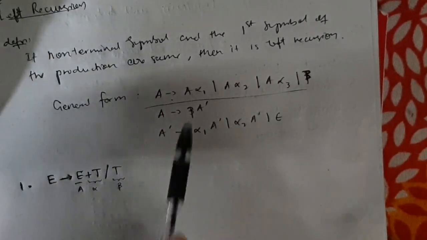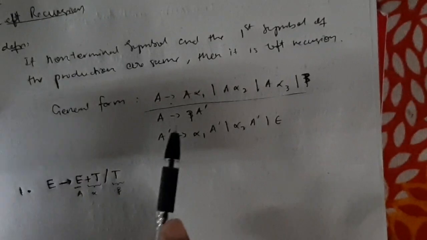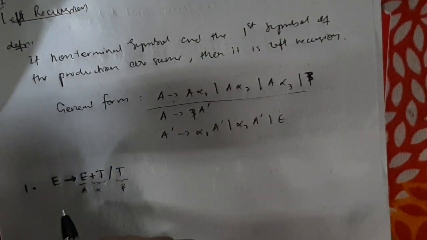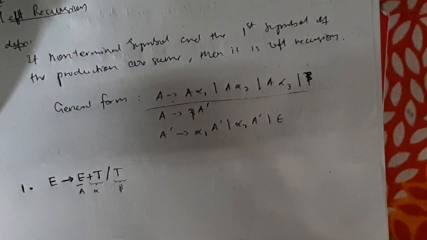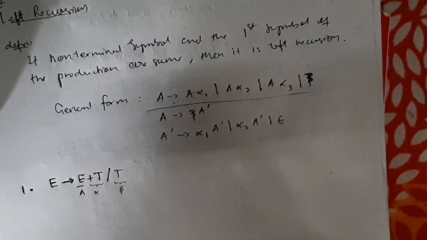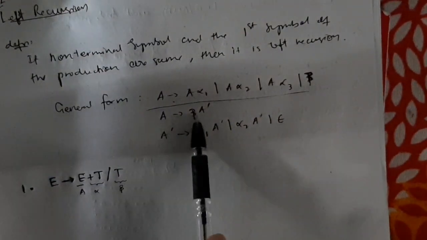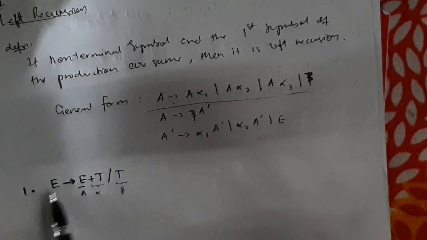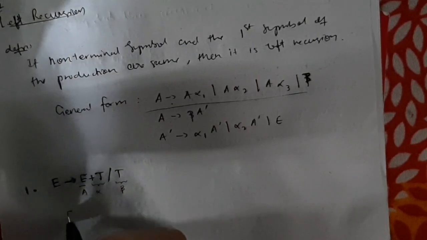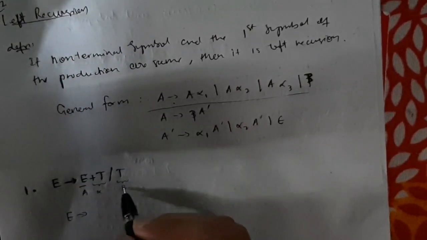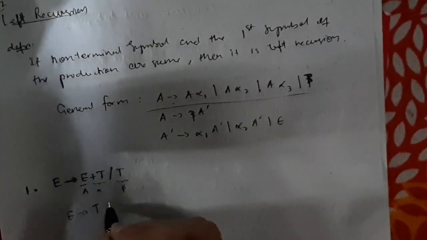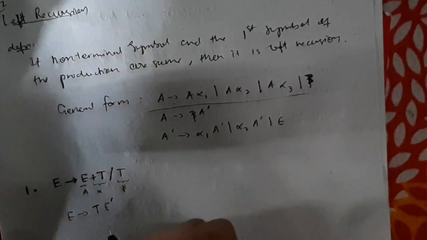Now what we are supposed to do is write it in this form. As you can see here, it's written A goes to beta A dash. So here we have to write it in this form, A goes to beta A dash. Okay, so what is the value of A? We have taken A as E, right? So here in the answer part, what we will write is E goes to, what is beta? Instead of beta we have T here, so we will write T, and A dash means instead of E we will write E dash. Okay, that's the first thing you have to do.